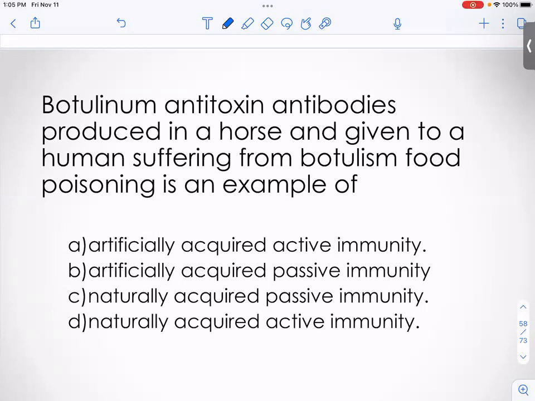Okay, what do you think about that one? B, right. Okay, there's nothing natural about that, right? That involves technology, syringes, an IV, or whatever. So it's artificially acquired, and it's passive immunity because you're just giving the individual antibodies. The individual's not making their own antibodies. It would be active immunity if the individual is making their own antibodies.